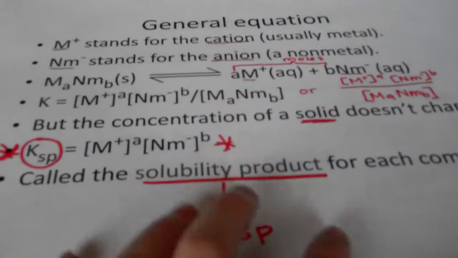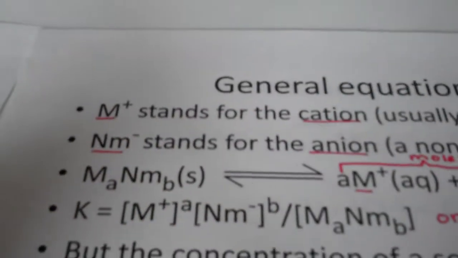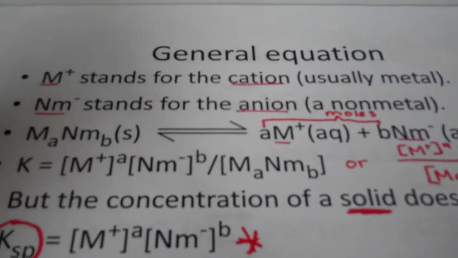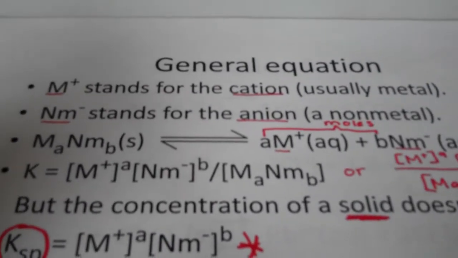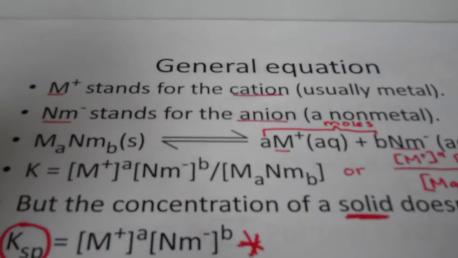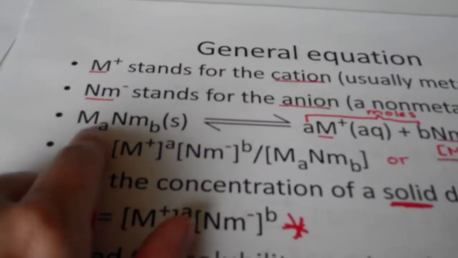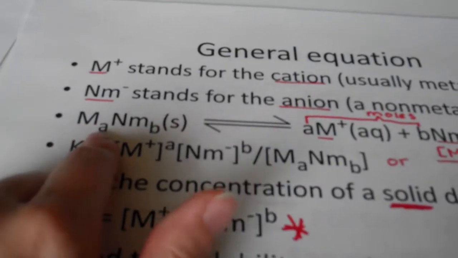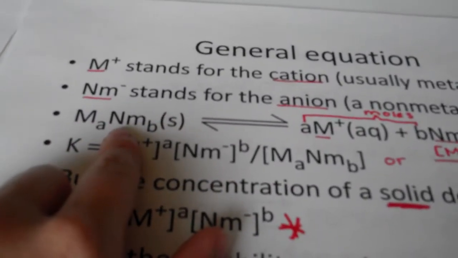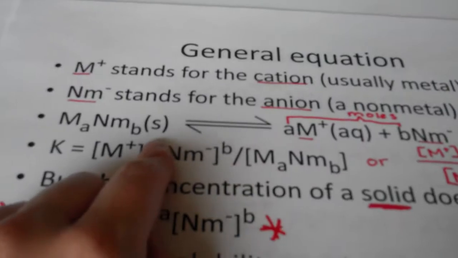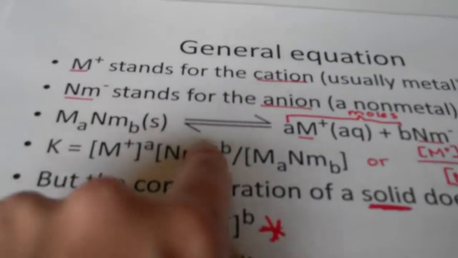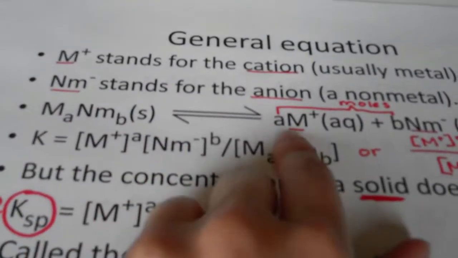So here's a general equation to get familiar with this. M plus stands for a cation. This is usually a metal, and then N minus stands for an anion, which is a nonmetal. Here's our general equation. You have M a, where a is the number of moles, or how many you need to balance it, so our crisscross method, and then our nonmetal, B. This will always be a salt. This is going to be our salt, and then the reaction will go back and forth.